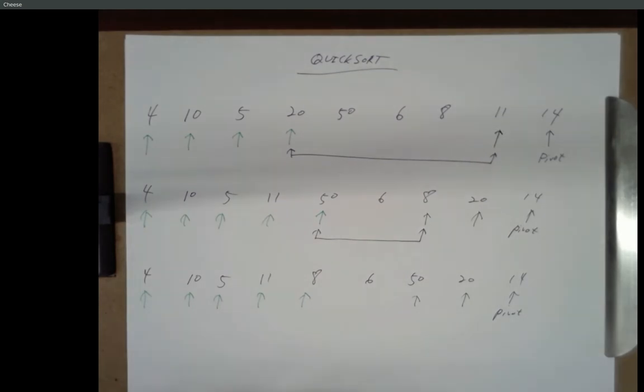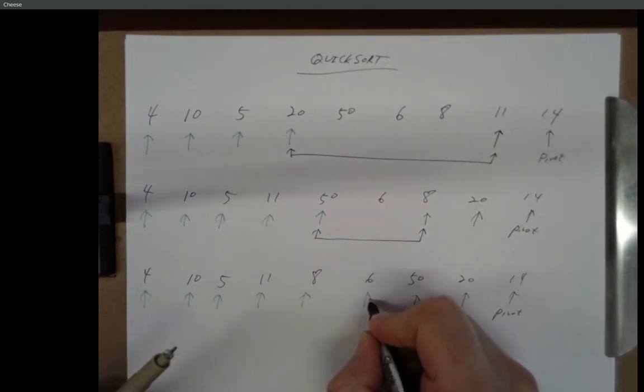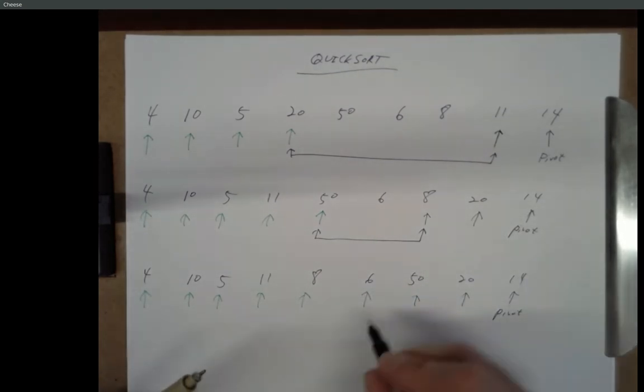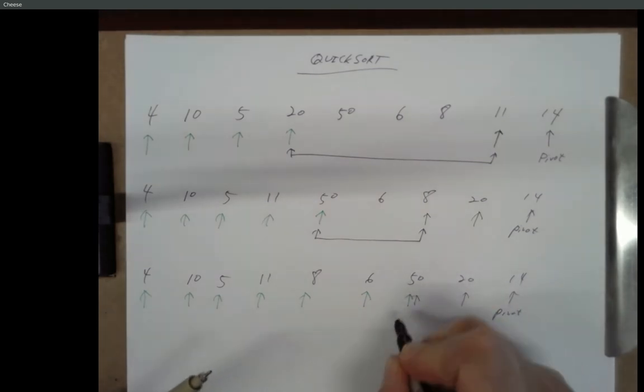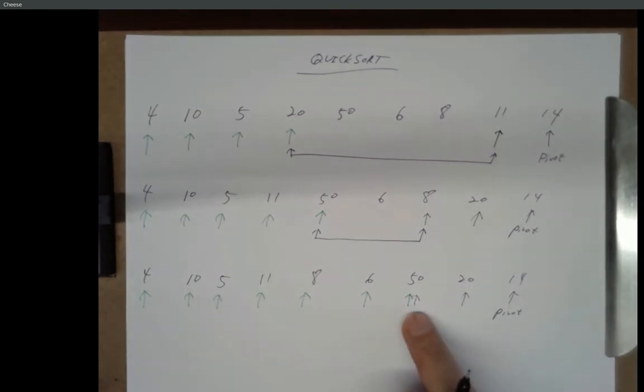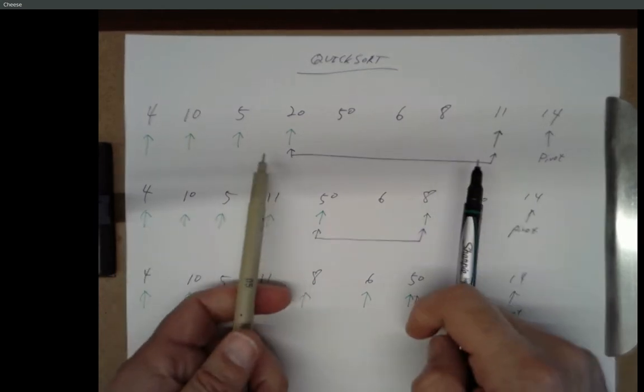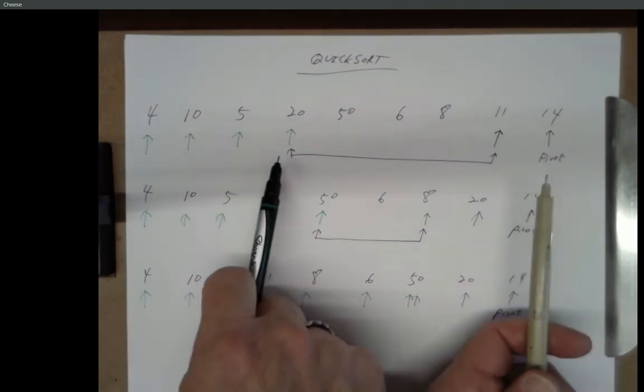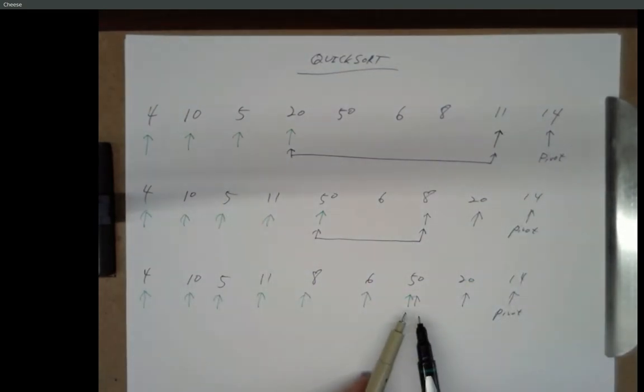All right, and we continue from the left, so we move over to the 6. 6 is smaller than 14, that's good. Move over to the 50, and at this point we've hit our other set of arrows, so we're done. Okay, so we're moving the arrows. When we find two things out of place, we swap and we continue. When our arrows collide, we're done with this pass.